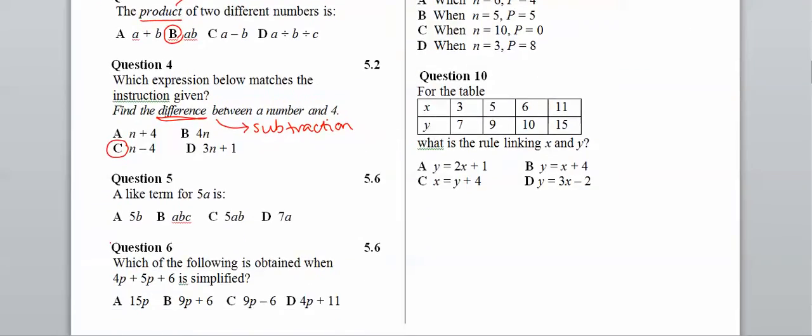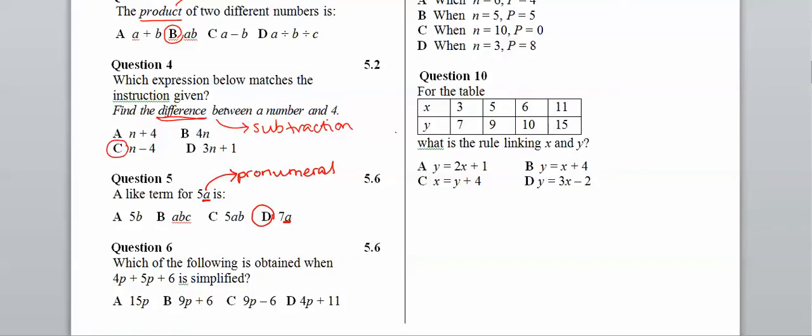Question 5. A like term for 5a is A, 5b, B, ab, C, 5ab, and D, 7a. So here we look at the coefficient. We look at the pronumeral. And the pronumeral is a. The only one that has a by itself is D, so the answer is D.